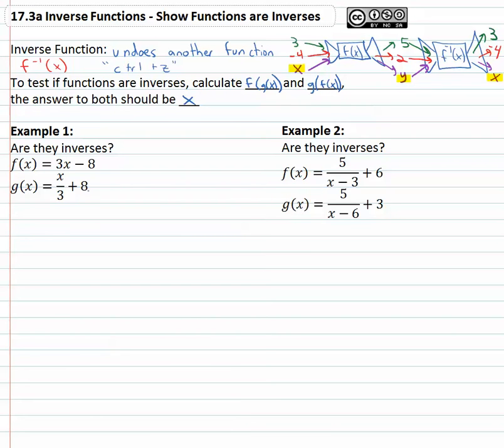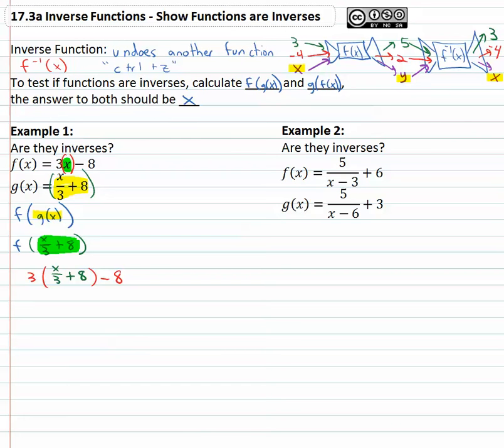The way we know is we calculate the composition. We calculate f of g of x. Well, what is g of x? G of x is x over 3 plus 8. So we're calculating f of the g function, the x over 3 plus 8, which means what is inside of f is going to replace the variable in f. We're going to replace the x in 3x minus 8 with whatever's inside the function, the x over 3 plus 8.